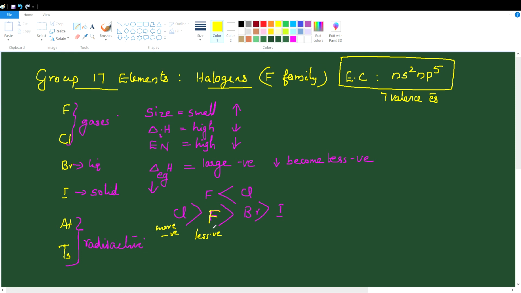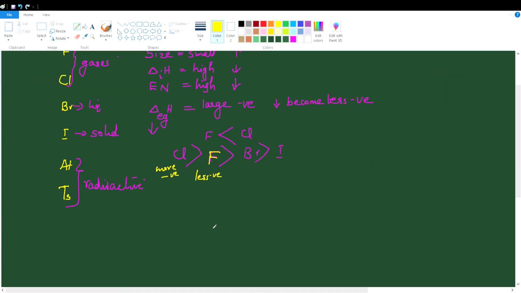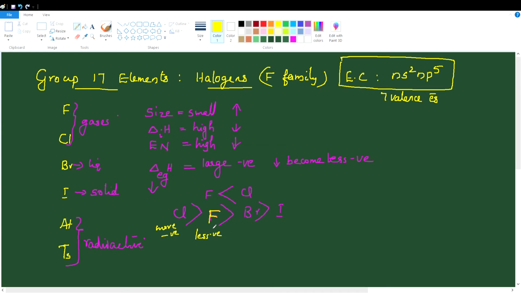If you compare the physical properties, all the halogens are colored. Here you can see fluorine is yellow in color. Chlorine is a greenish yellow gas. Bromine is red in color. Iodine is violet, a violet solid. Astatine is a black solid.